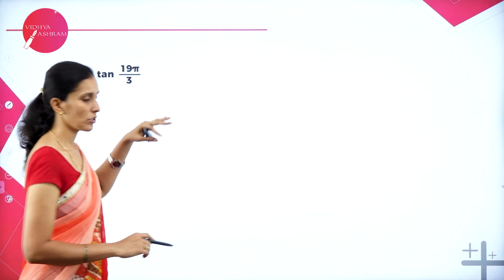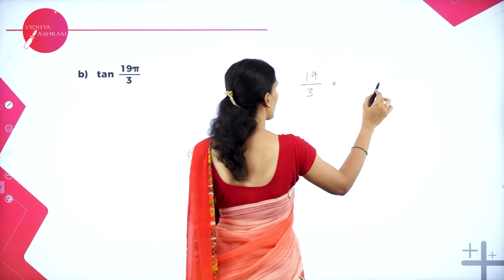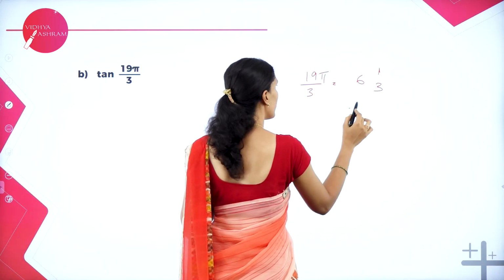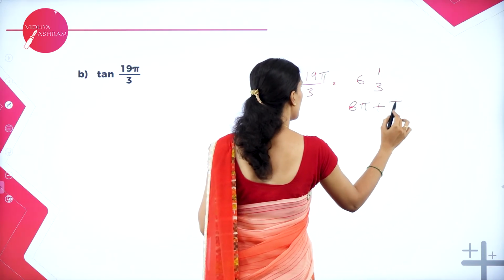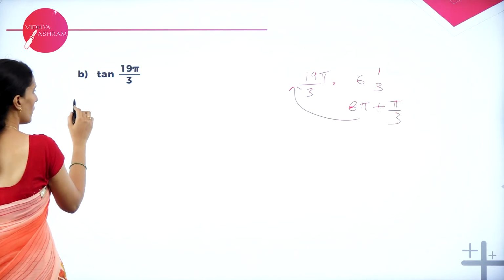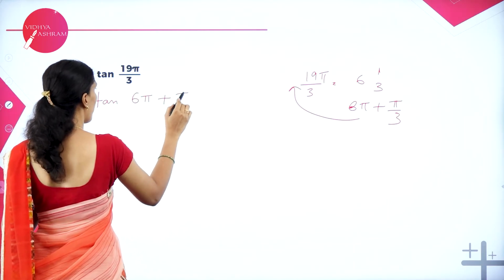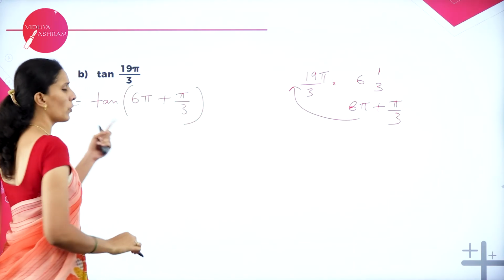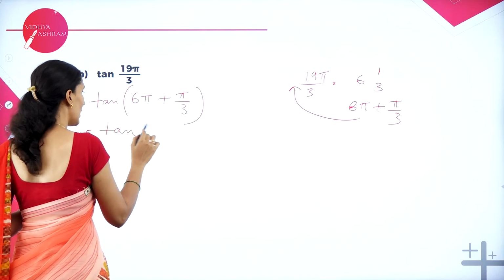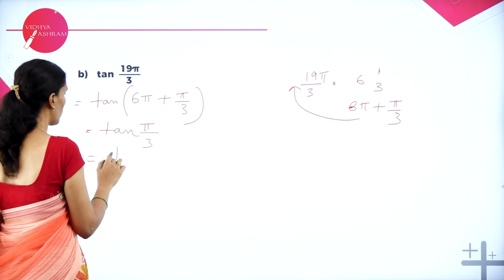Next we have tan 19 pi by 3. Whenever you have a fraction, just convert it. 19 by 3, write it as a mixed fraction: 3 sixes are 18, plus 1. So if you have pi here, you can write this as 6 pi plus pi by 3, which is the same as this. You can verify. So I'll write this as tan of 6 pi plus pi by 3. In the form 2n pi plus x, this is nothing but tan x only, that is tan pi by 3. What is the value of tan pi by 3? Root 3.